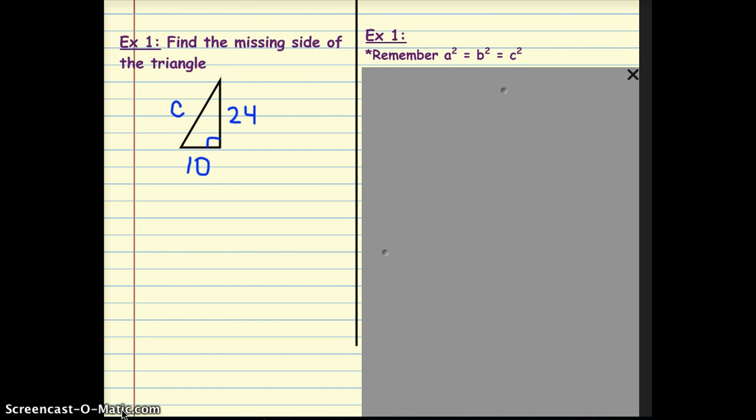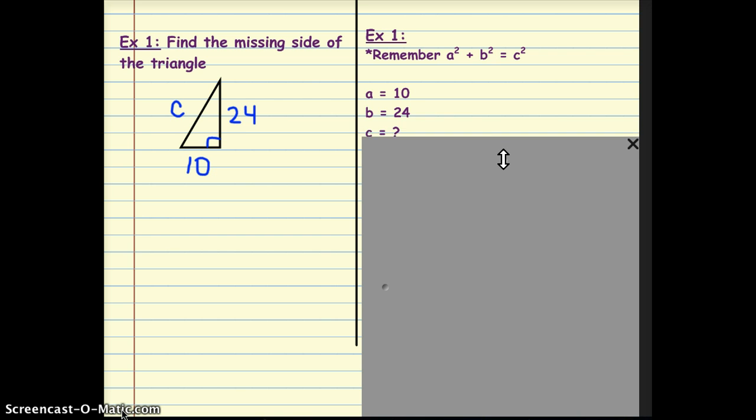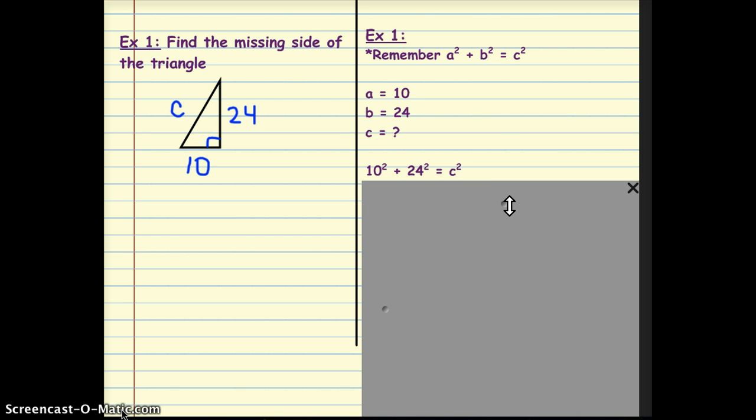Alright, and remember a squared plus b squared equals c squared. So we get to just substitute in our numbers. Well, a is 10, it's our shortest side. b is 24, it's the other side. And c, we don't know, it's our hypotenuse. So we substitute them in. So we're going to have 10 squared plus 24 squared equals c squared.